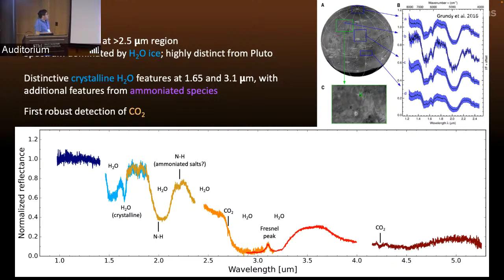Now, these smaller features at 2 and 2.2 microns have been attributed to ammoniated species on the surface, and were previously only attested in localized regions on Pluto's surface. This is from an opposite viewing geometry, so this suggests that ammoniated species are more widespread across Pluto's surface. What's really notable about the spectrum is that it provides the very first robust detection of CO2 ice on the surface of Charon, which is manifested here by this narrow feature at 2.7 and the 4.25 band.